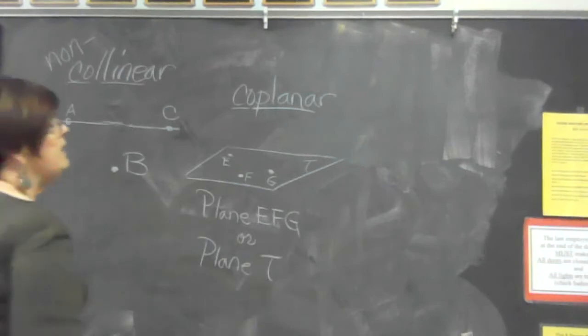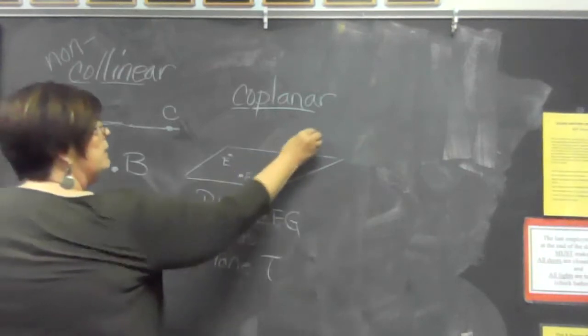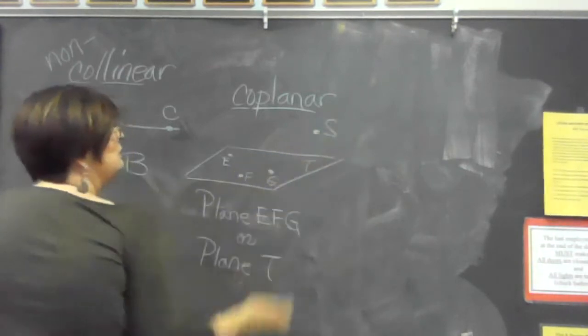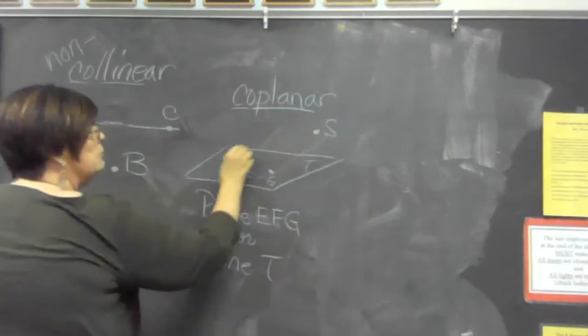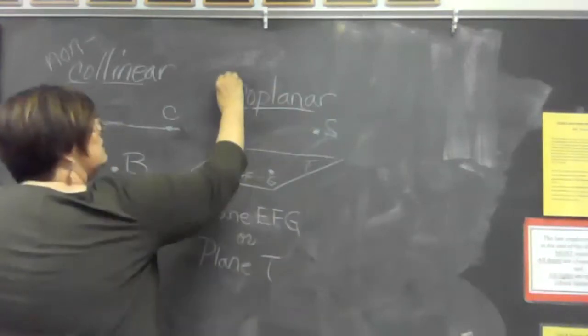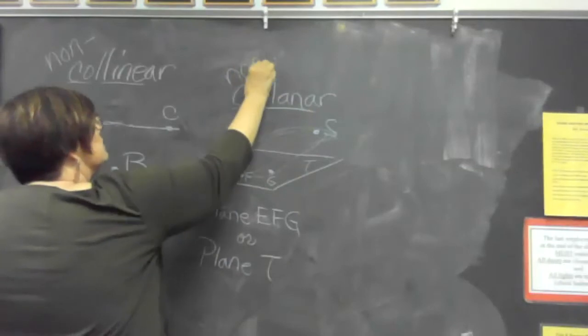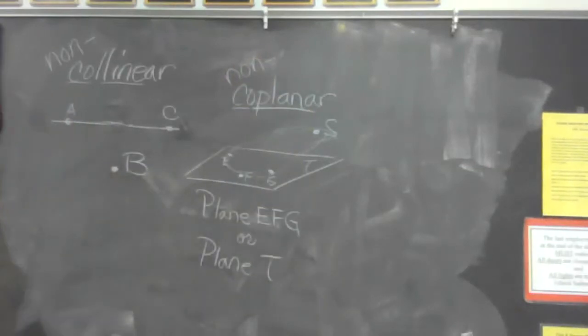So if I had another point out here, S, then these points would be non-coplanar because they're not in the same plane. So far, so good? Just a little easier than finding surface area? Yes.